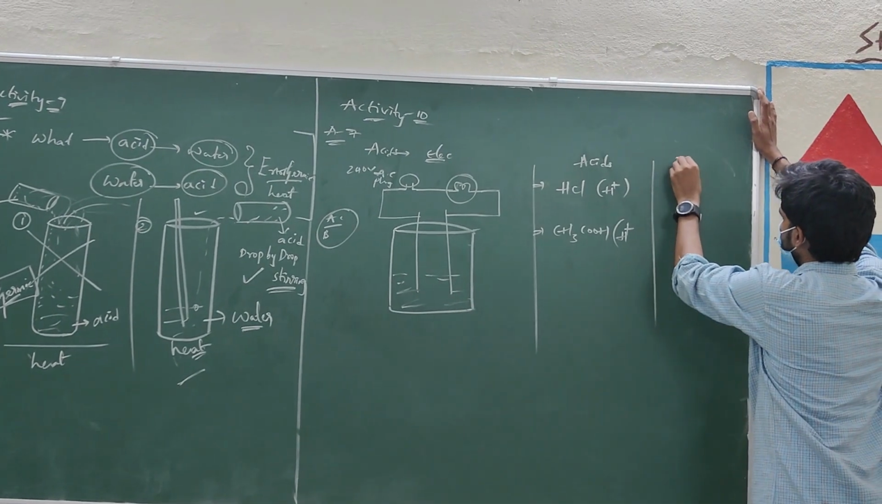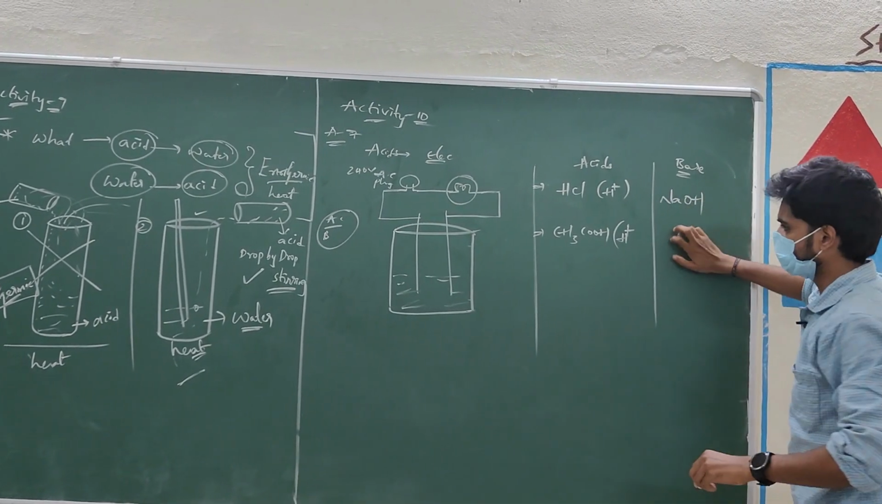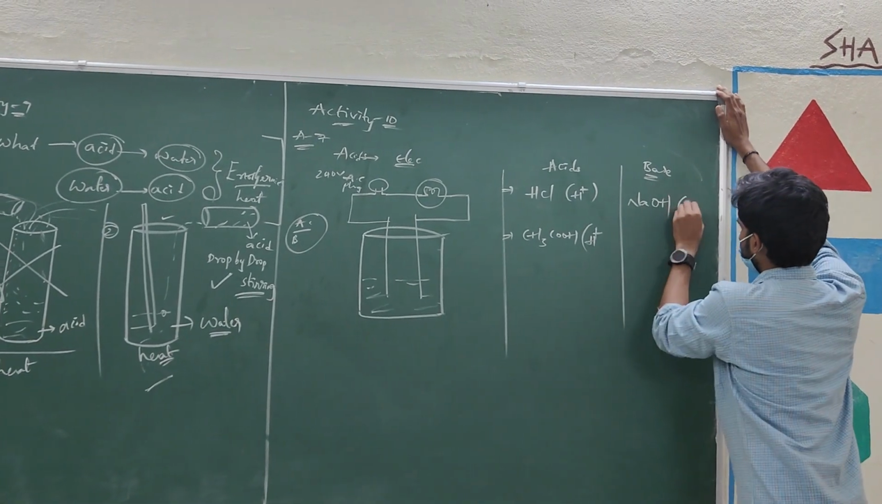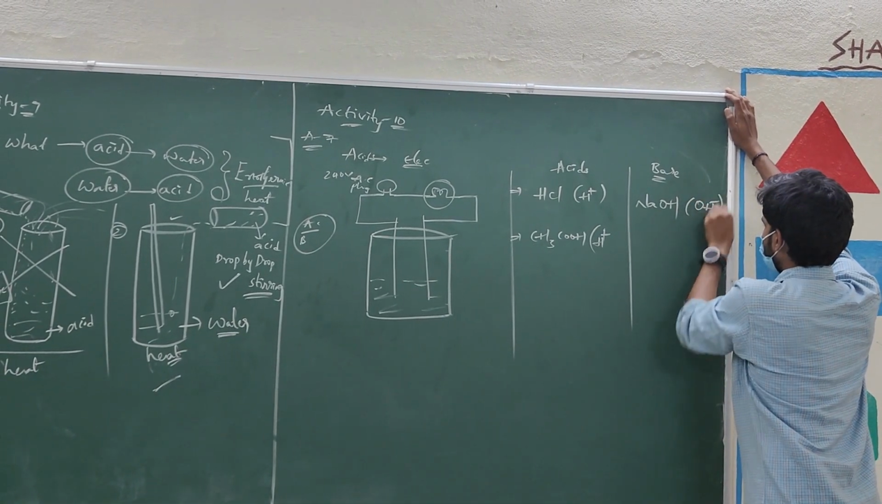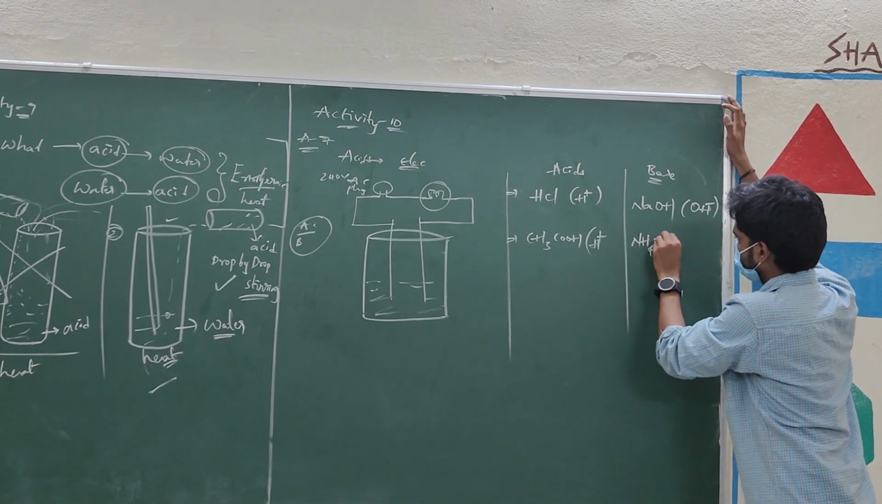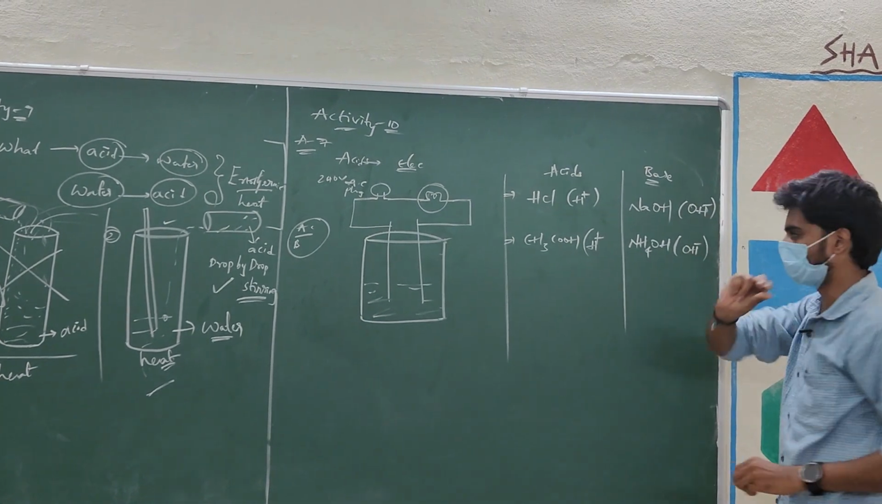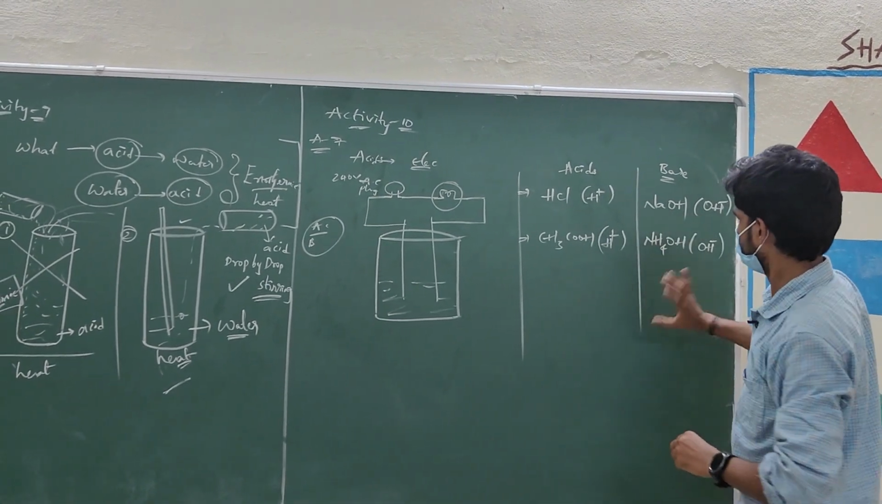And coming to the bases, we'll take a strong base like sodium hydroxide. Okay, we'll take sodium hydroxide here. This is a strong base. It contains a high amount of OH minus ions. And we are going to take a weak base like ammonium hydroxide. It is a weak base. It also contains OH minus ions, but in fewer quantity, right? If you consider these 2 cases, okay.